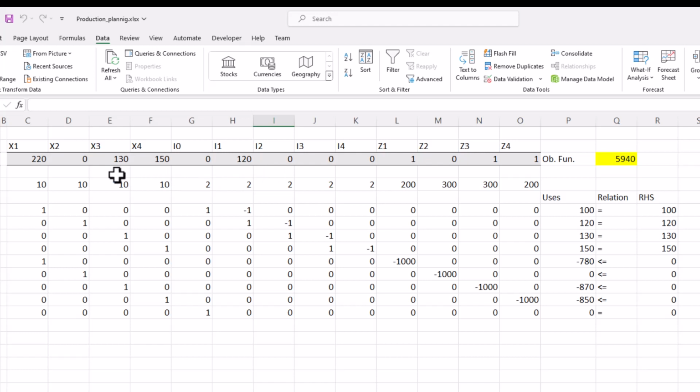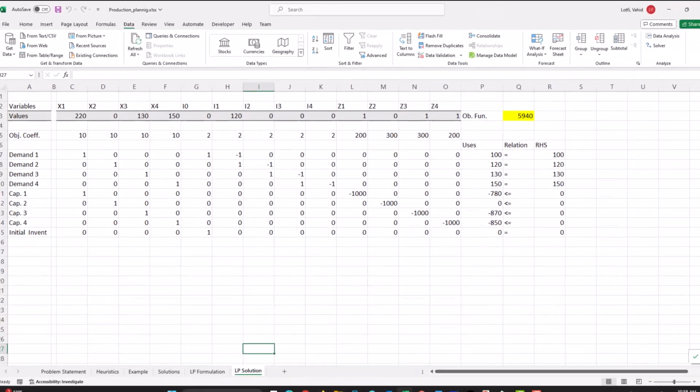We go to period 3 and we produce 130 units, so z3 is equal to 1. We incur a cost of $300. End inventory in period 3 is equal to 0. Finally, in period 4, we produce 150 units, z4 is equal to 1, we incur a cost of 200, and our end inventory is going to be 0 for a total cost of $5,940.